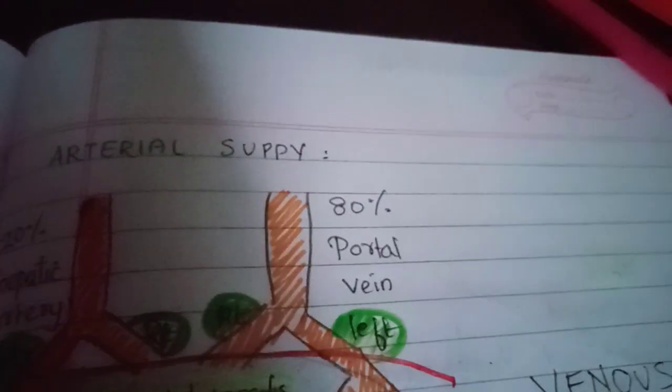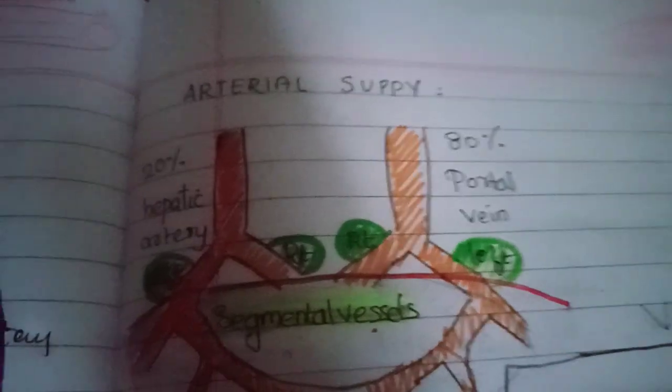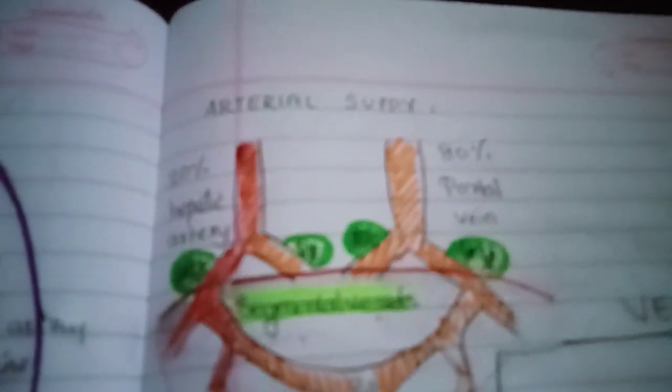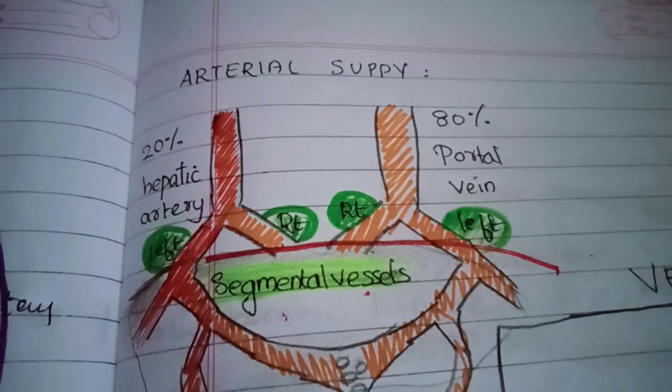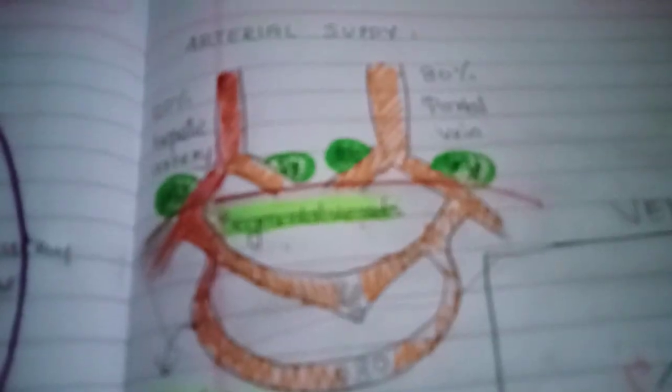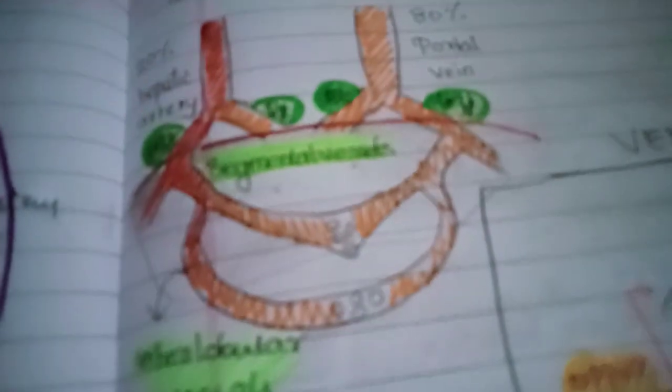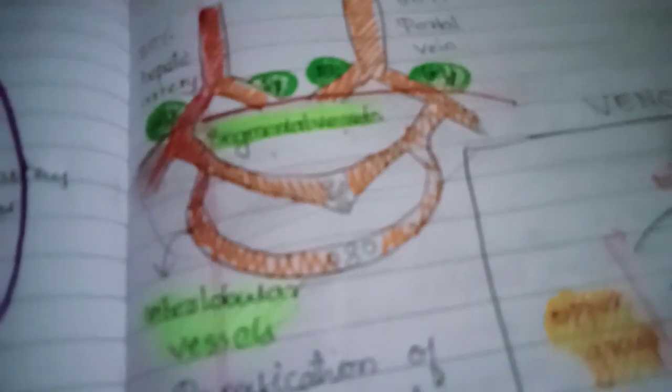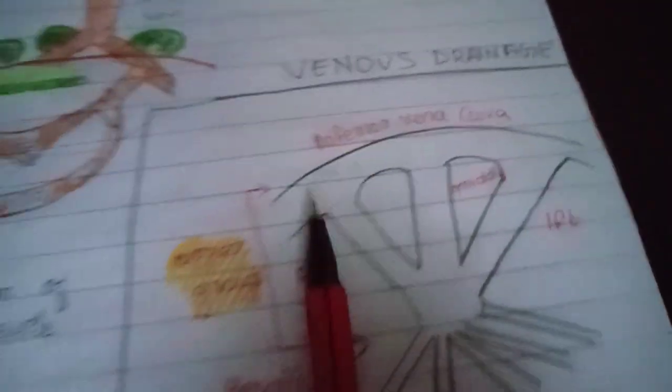20% of it is supplied by the hepatic artery, and 80% of it is supplied by the portal vein. Before entering the liver, it is divided into right and left. After entering the liver, it is again divided into segmental vessels, then into interlobar vessels, then unites to form sinusoids. Then we are going to discuss the venous drainage.